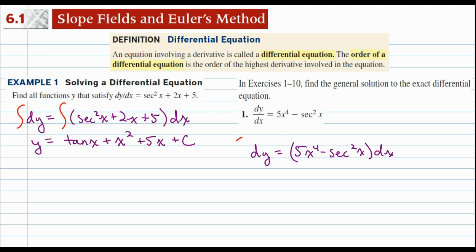Take the antiderivative of both sides, and again I can take the antiderivative across this sum, which is really subtraction but the same thing. So now 5x to the fourth becomes x to the fifth minus secant squared, antiderivative of secant squared is tangent x, and then don't forget your plus c.